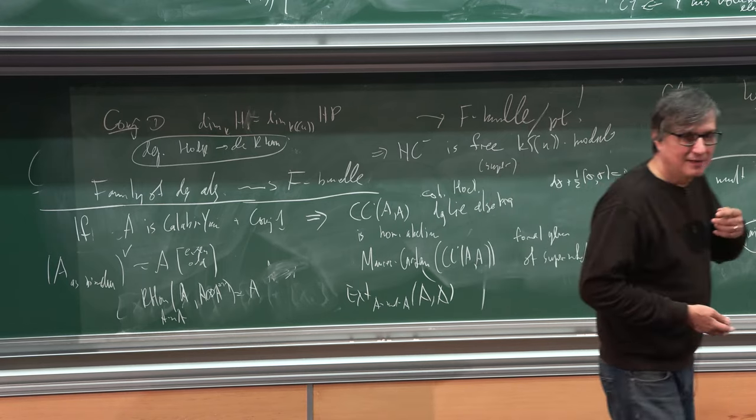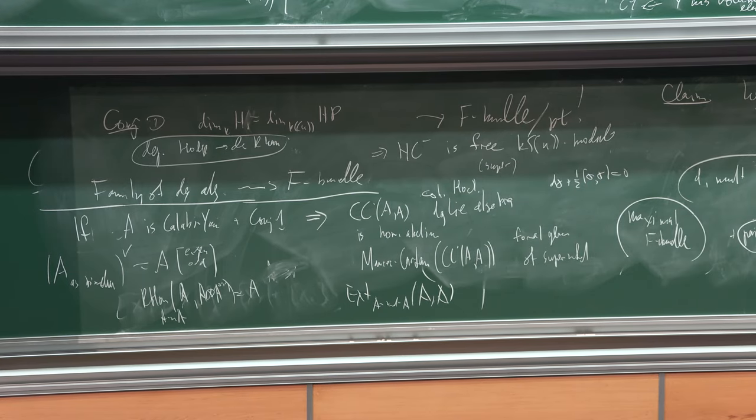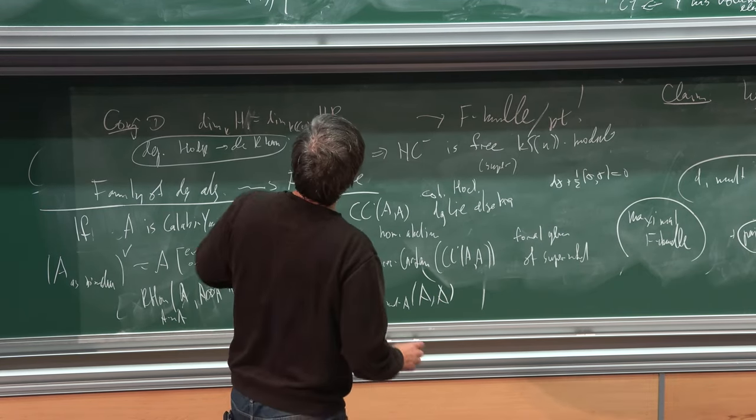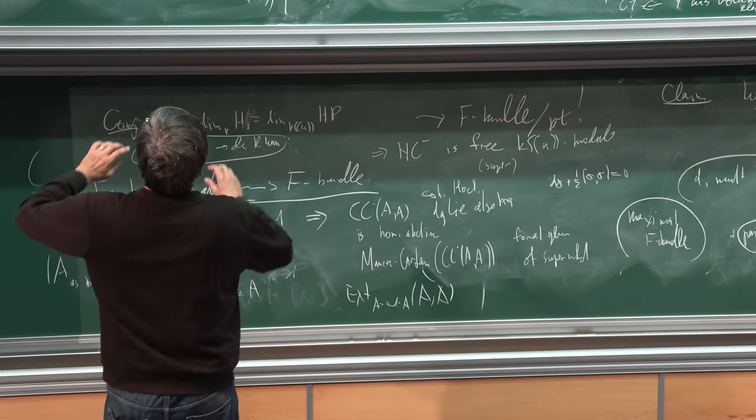What is the Fukaya category for a complex variety when you take a symplectic form? I take some ample class and I take the usual symplectic manifold. So this does not depend on this.